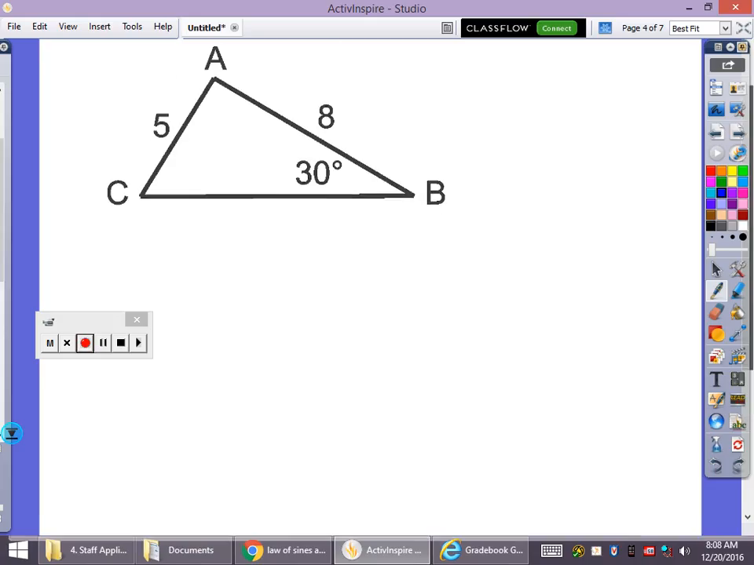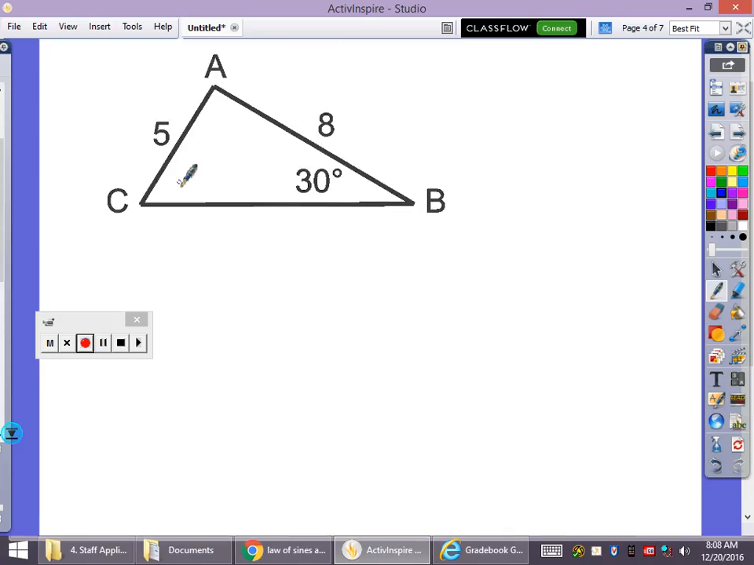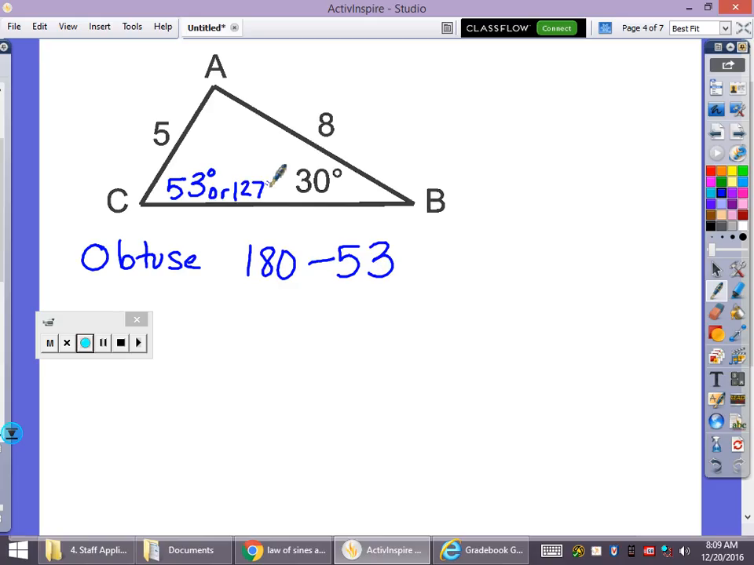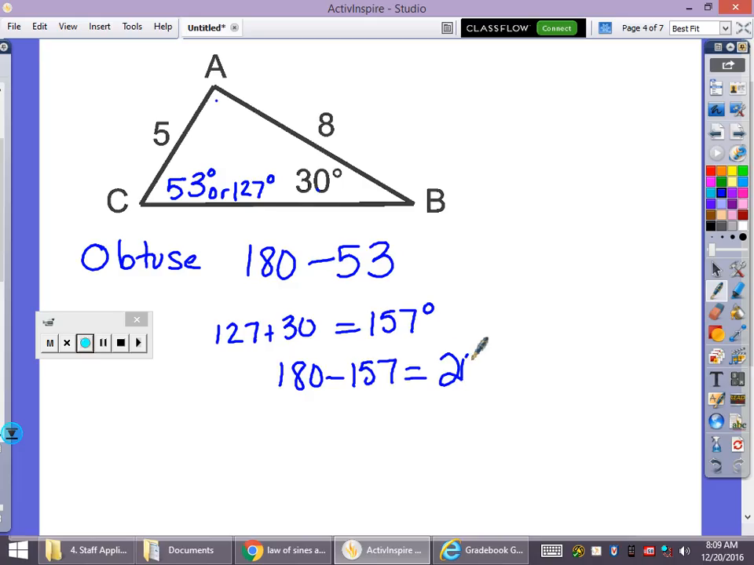Okay, so the acute answer for this angle was what? 53. To find the obtuse is going to be 180 minus the answer the calculator gave us, which was 53. So what is 180 minus 53? What'd you get? 127? Okay, so this could have also been 127. If this is 127 and this is 30, how am I going to find that angle? I'm going to add those together. So 127 plus 30 is 157. And when I do 180 minus 157, I get 23. So this could have been 97 or it could have been 23 degrees.